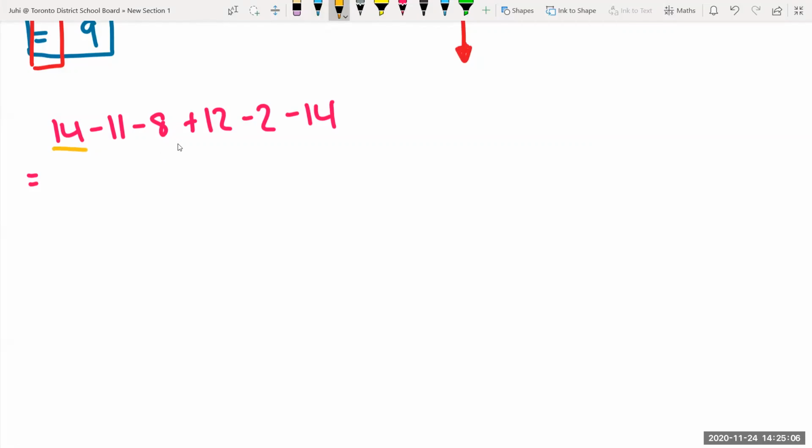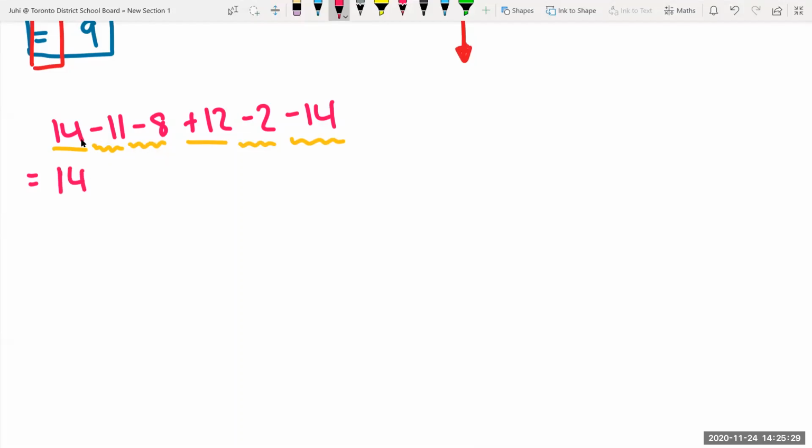Okay, so we have a positive 14, a positive 12, and a negative, sorry, we're trying to do all the positives first, right? Okay, so those are our only positives. And then we have a negative 11, negative 8, negative 2, and negative 14. So let's go ahead and order these together. Doesn't matter if you put the positives or negatives first, you can just do whatever.